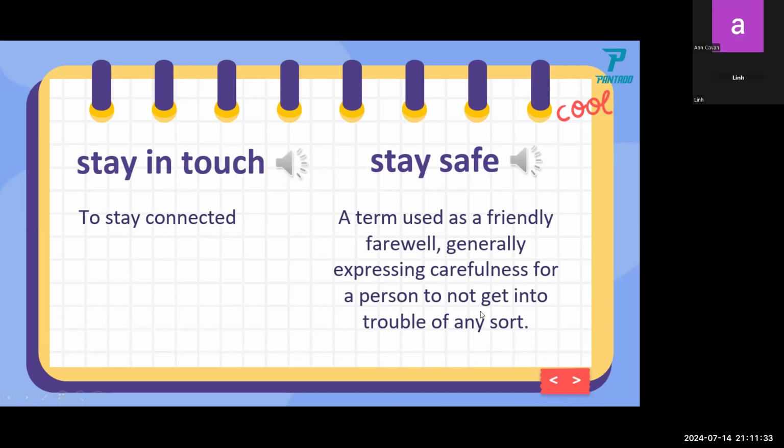A term used as a friendly farewell. Stay in touch means you stay connected, okay? Stay safe means, as a friendly farewell, generally expressing carefulness for a person to not get into trouble of any sort.